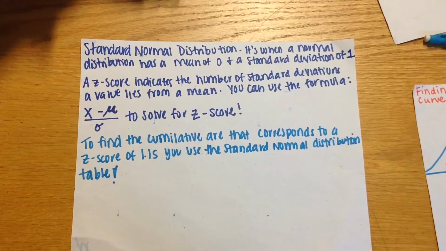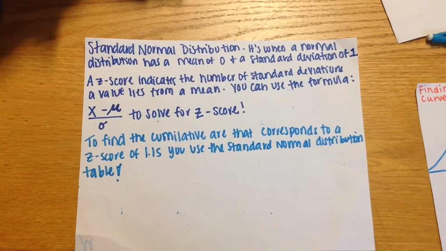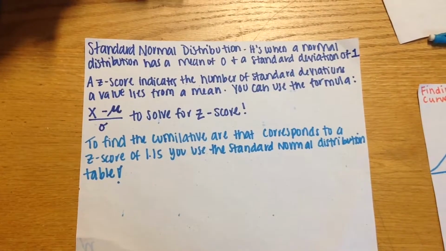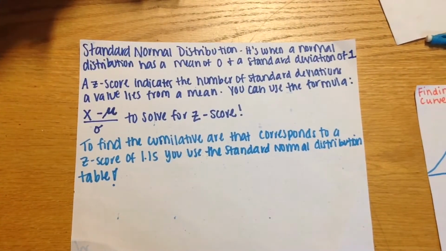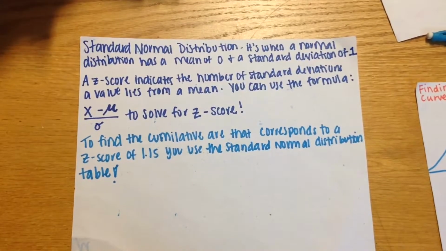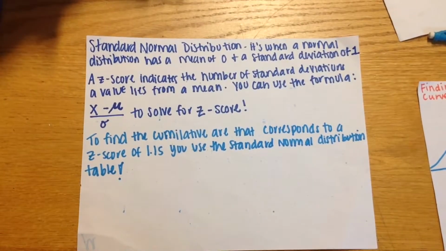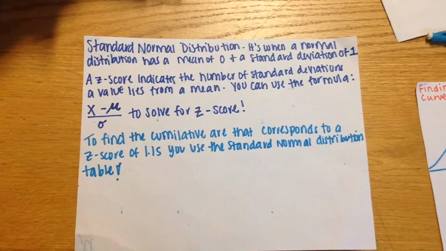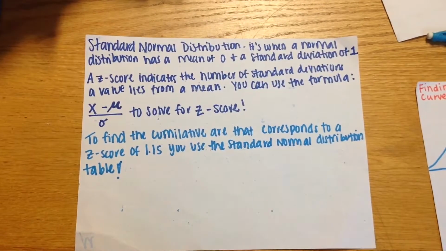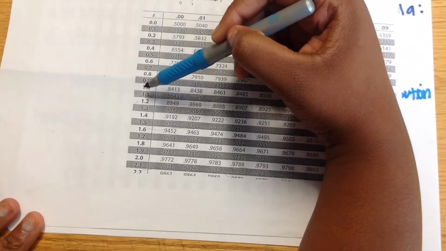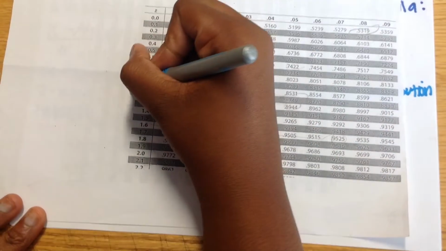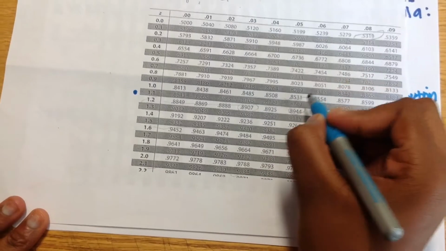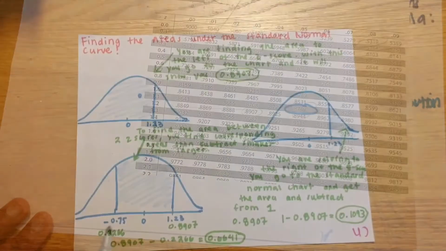A standard normal distribution is when a normal distribution has a mean of 0 and a standard deviation of 1. A z-score indicates the number of standard deviations a value lies from a mean. You can use this formula to solve for your z-score. To find the cumulative area that corresponds to the z-score of 1.15, you use the standard normal distribution table. When you go to your table, first you need to find 1.1 and indicate where that is. Then you go to 0.05, and then they'll tell you what your cumulative area is.